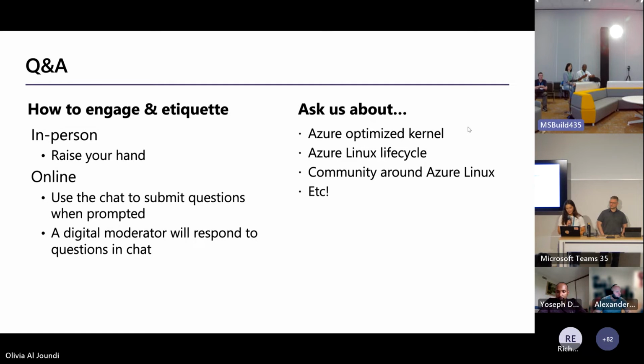Next question is, when there's a 0-day patch for core Linux kernel, what's the turnaround time to see the patch applied to Azure Linux, and how do I deploy it to my AKS cluster in an automated fashion? Do you want me to take this one?